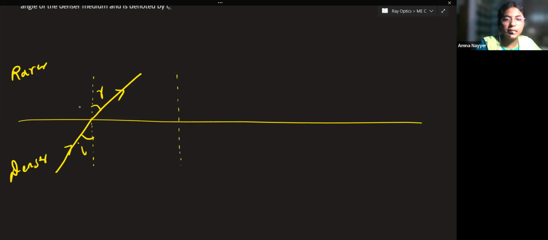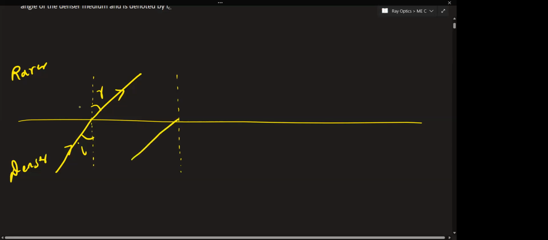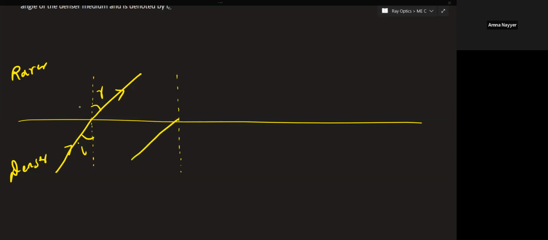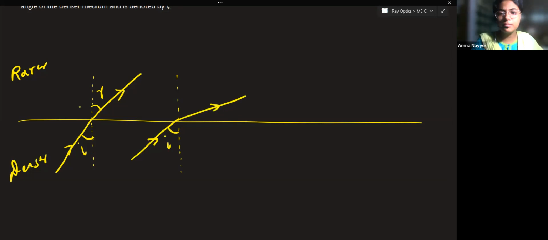Now what will happen? I shift this. I increase the angle of incidence. I shift this a little bit. If I shift this a bit, what will happen? Angle of refraction will also shift a bit. So angle of refraction increases. This also increases. Fine. Now what will I do? I'll shift it a little more.